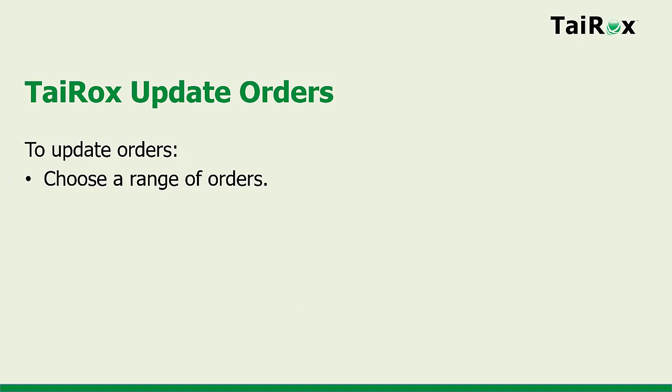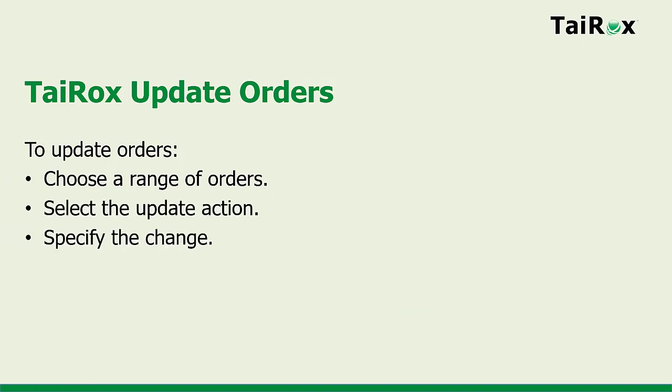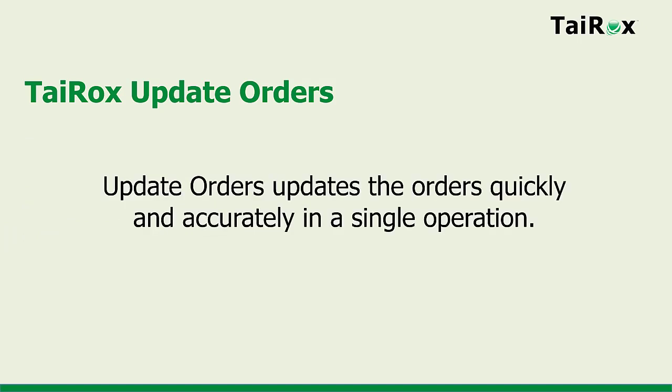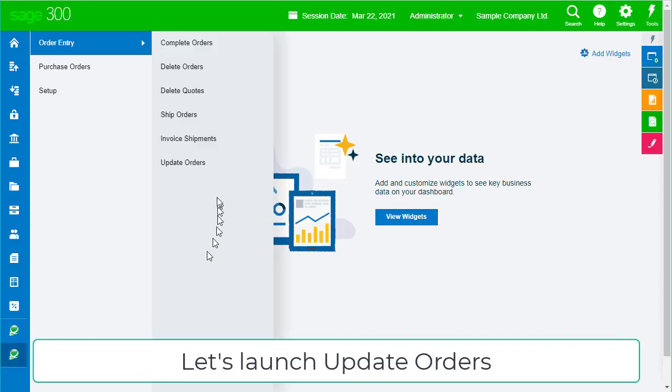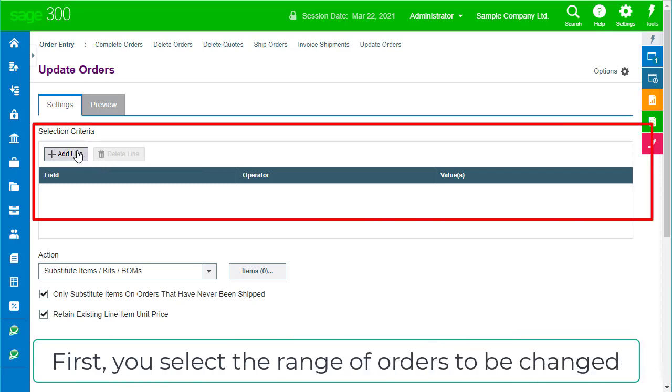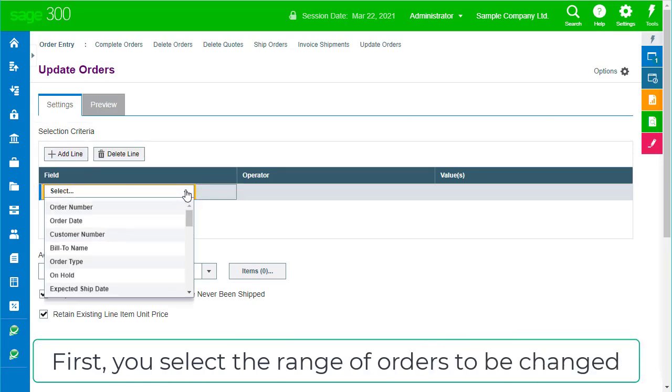You simply choose a range of orders, select the update action, and then specify the change. Update Orders updates the orders quickly and accurately in a single operation. Let's launch Update Orders. First, you select the range of orders to be changed.